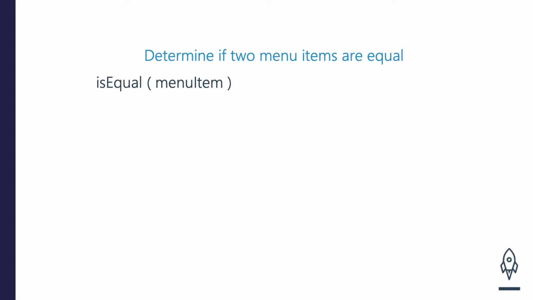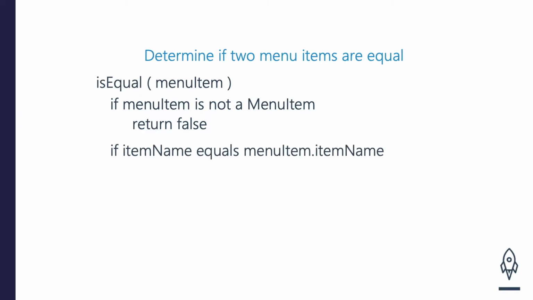First, let's start with the base case. We can't compare this menu item to our instance's menu item if it's not a menu item. Clear and simple. Therefore, we need to check first if menu item is a menu item. If menu item is not a menu item, then we need to return false right away because we can't compare that. Once we know it's a menu item, then we can start comparing its properties. So the first thing we do is we say if itemName, which is the class variable or property of our instance that we're in, equals menuItem.itemName. Remember, menu item is that parameter that was passed into our equal method.